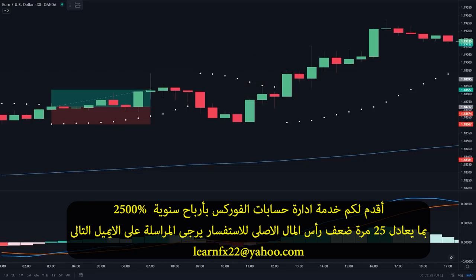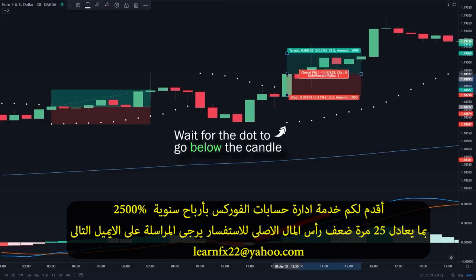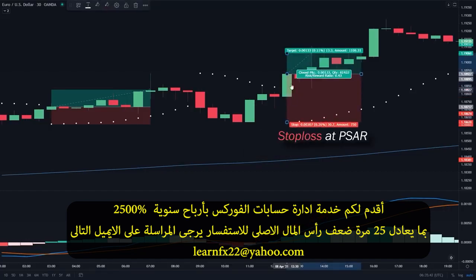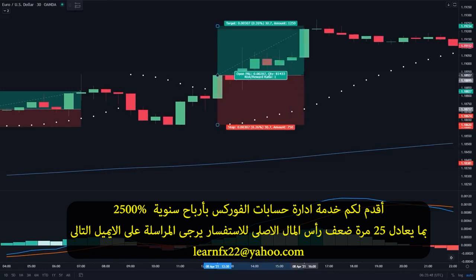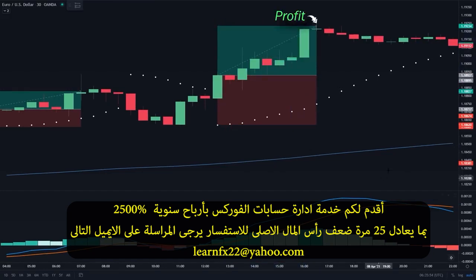And so for situations like this, what we do is we wait for the dot to go below the candle, which is here, while making sure that the MACD is still crossing upwards. And so this will be our long entry signal. And again, for your stop loss, place it at the parabolic SAR and set your profit target at 1-to-1 risk ratio. And as you can see, this one is another profitable trade.